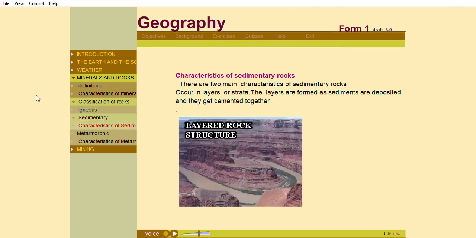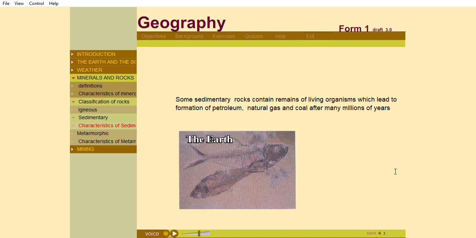Characteristics of sedimentary rocks. There are two main characteristics of sedimentary rocks. They occur in layers or strata. The layers form as sediments are deposited and get cemented together. Some sedimentary rocks contain remains of living organisms, which lead to formation of petroleum, natural gas, and coal after many millions of years.